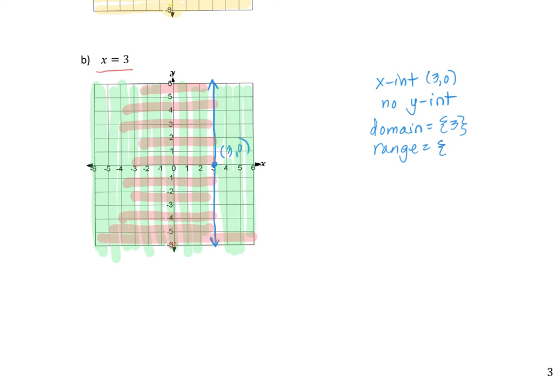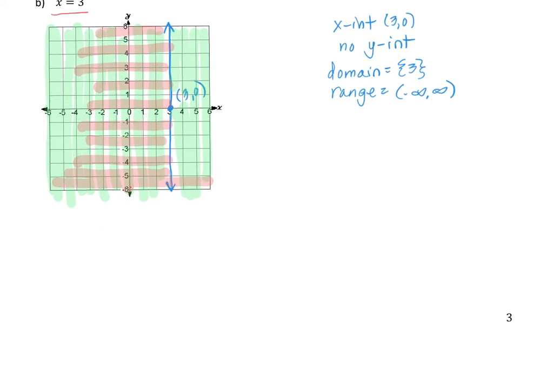I need my interval notation, negative to positive infinity. So it's flipped from the horizontal line. So a horizontal line, the domain is all real numbers, the range is whatever that y value is. And with vertical lines, the domain is the x value, the range is all real numbers. Let's go ahead and verify our slope.